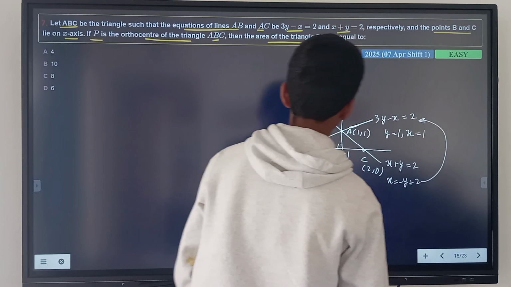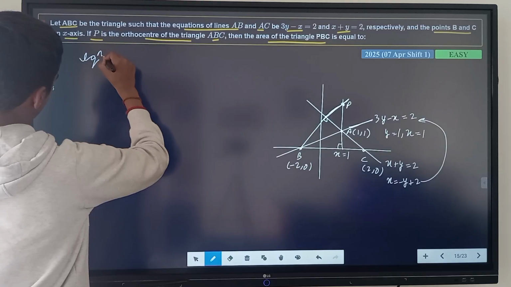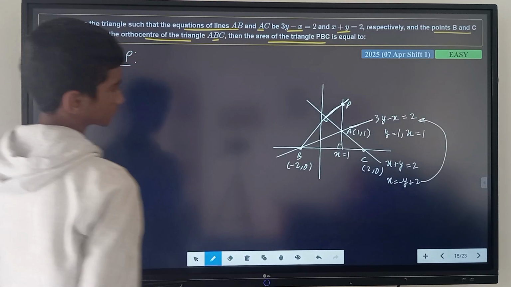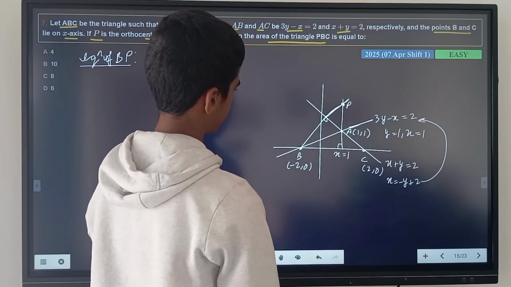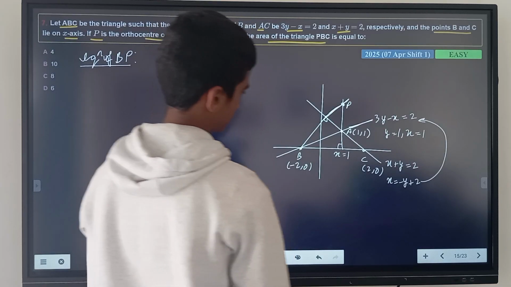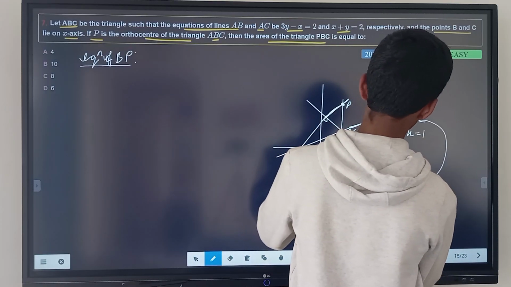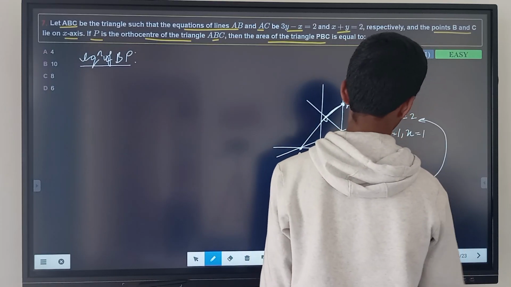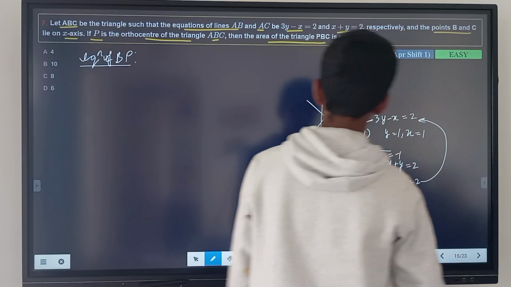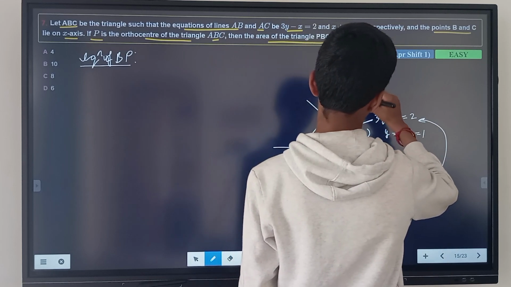So A is (1, 1), and it's a perpendicular straight line, so we can say this line is x is equal to 1. Now let's find the equation of BP. Equation of line BP will be, now the slope of line AC, which is x plus y is equal to 2, will be minus 1. So slope of BP will be plus 1.